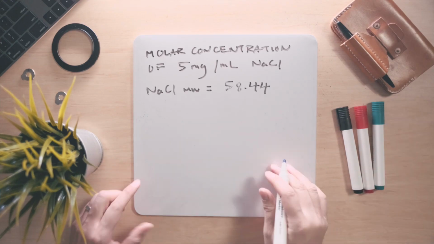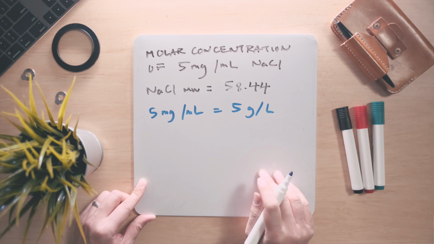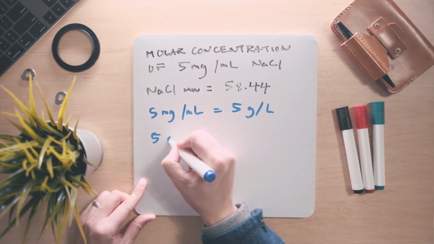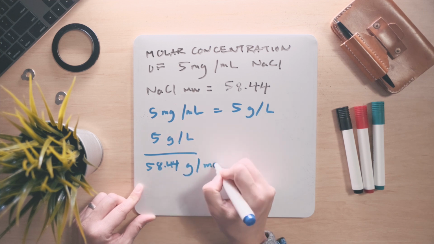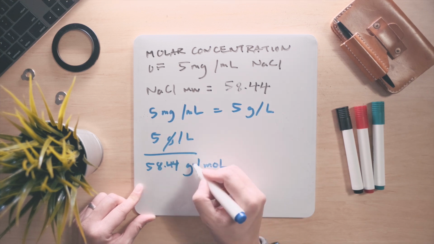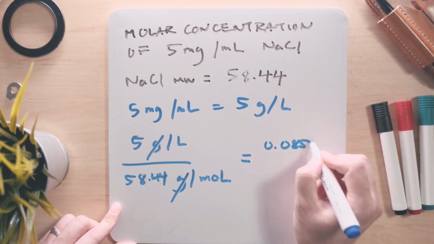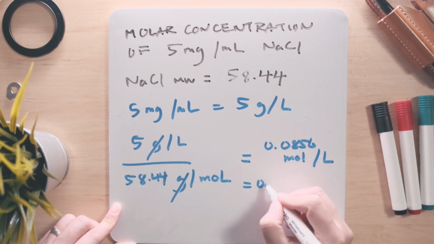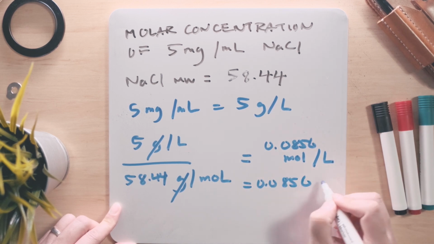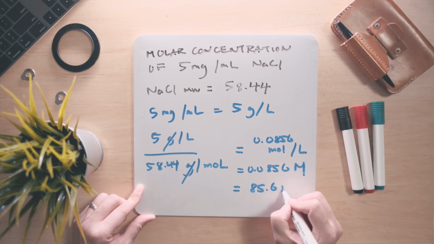In the second example, you need to work out the molar concentration of 5 milligrams per milliliter sodium chloride. You can rewrite this as 5 grams per liter divided by 58.44 grams per mole, and this time the grams cancel out. The resulting answer is 0.0856 moles per liter or 0.0856 molar. You can express this as millimolar if you wish so that the value is easy to work with. We multiply by 1000 to arrive at 85.6 millimolar as the final concentration.